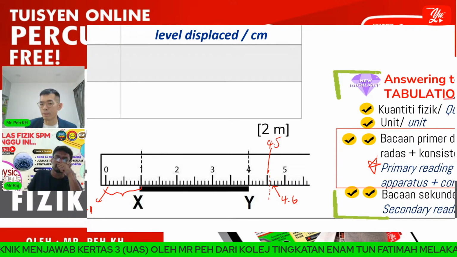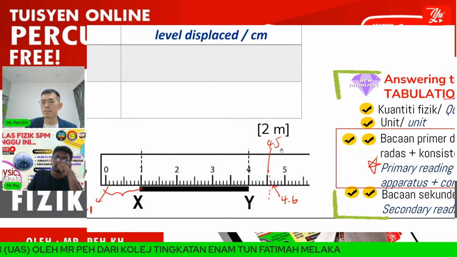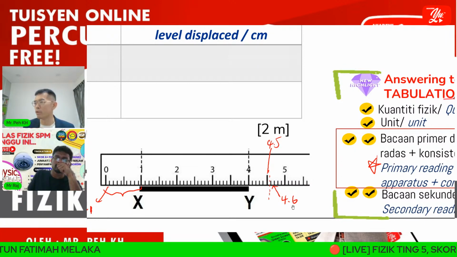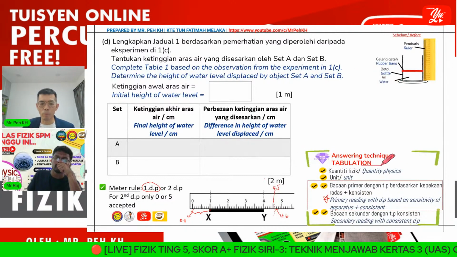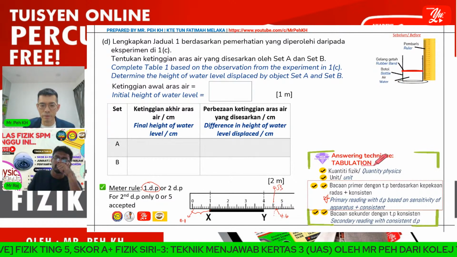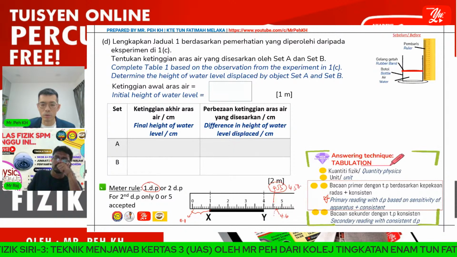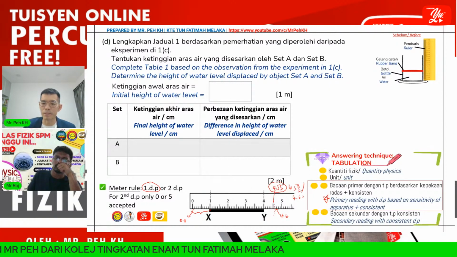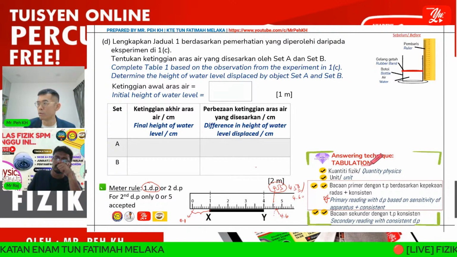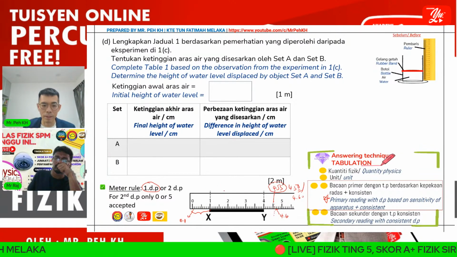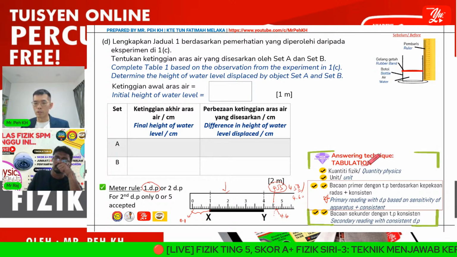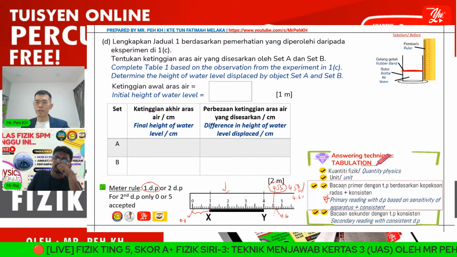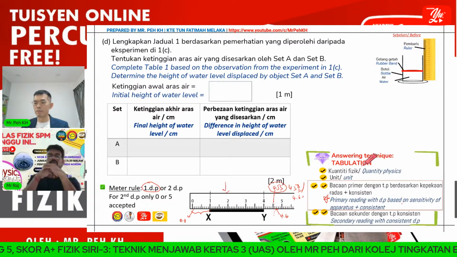If you want to give 2 decimal places here, the second decimal place will be only 0 or 5. You cannot predict that the line is close to 4.6 so I give 4.68. That will be wrong already. Understand? So you have to give 4.55, or 4.50 or 4.60 for your reading here. So for the second decimal place, there will be only 0 or 5 for the ruler, following the sensitivity of my ruler. This is the part where you need to take note for the sensitivity reading of the apparatus.